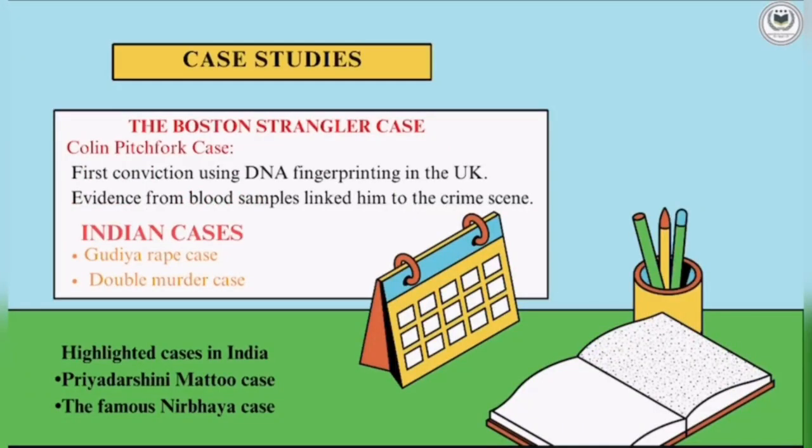In India, the Gudia rape case and the double murder case, both of which drew significant public and legal attention. Additionally, two highlighted cases: the Priyadarshini Mattu case, known for its prolonged legal battle and eventual justice, and the Nirbhaya case, which became a symbol for the fight against sexual violence and led to significant legal reforms in India.